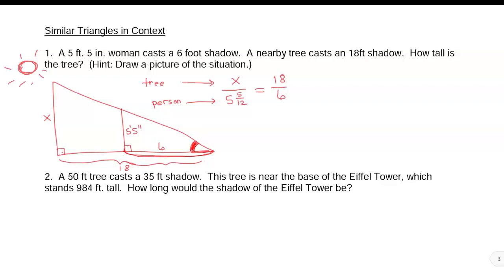Now you're going to cross multiply. So let's go this way: 6 times x equals 18 times 5 and 5 twelfths.